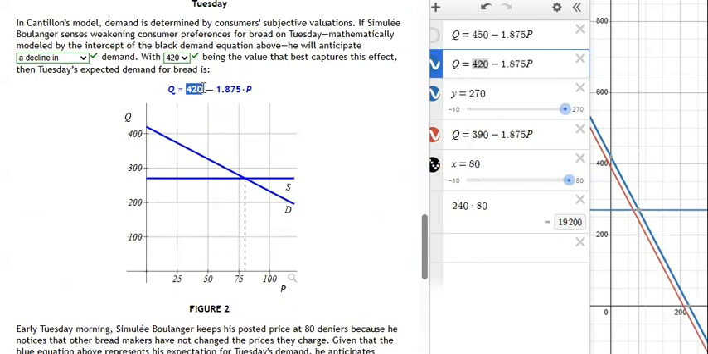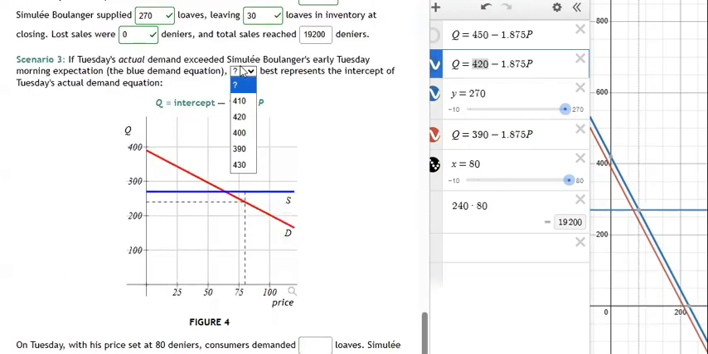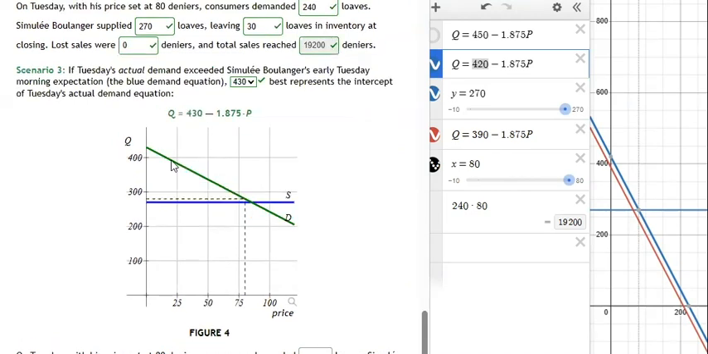And demand is actually greater than he expected. Then the number that goes into the green equation has to be bigger than 420. And of the choices, there's only one that's bigger than 420. It's 430. When I press enter here, this should be marked correct. This should change to 430. And the green demand graph should lie to the right of the red demand line. So demand is more than what we expected.